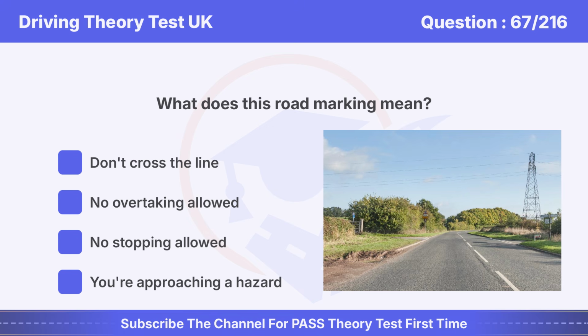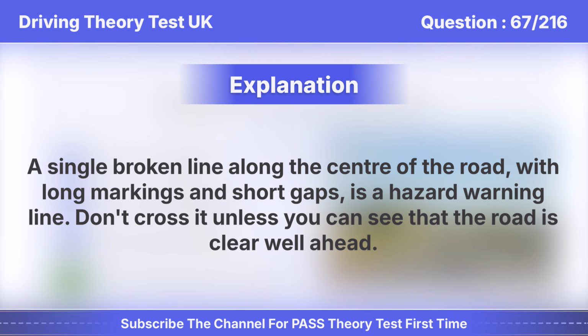Question 67. What does this road marking mean? Answer is D. You're approaching a hazard. A single broken line along the center of the road, with long markings and short gaps, is a hazard warning line. Don't cross it unless you can see that the road is clear well ahead.